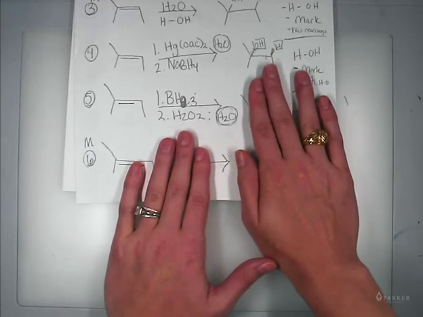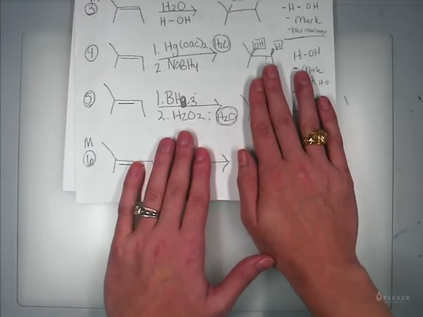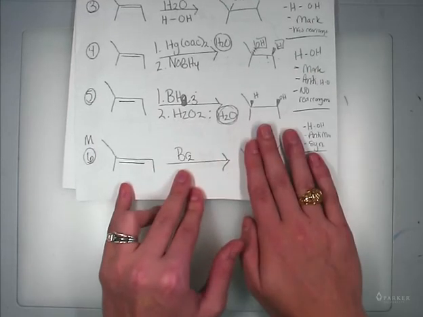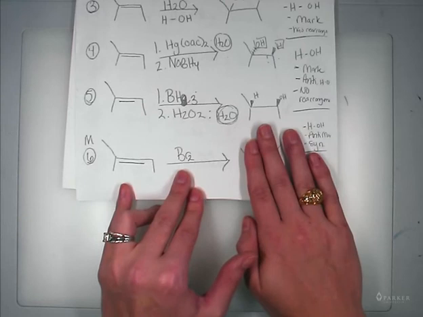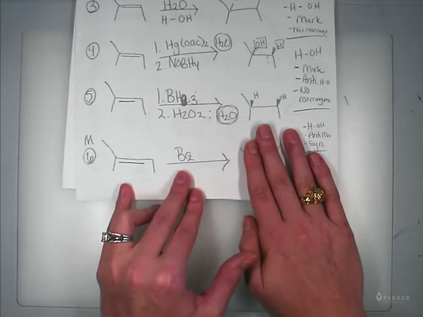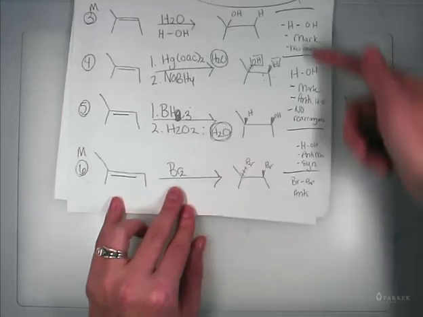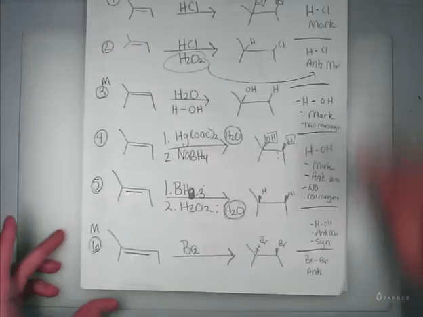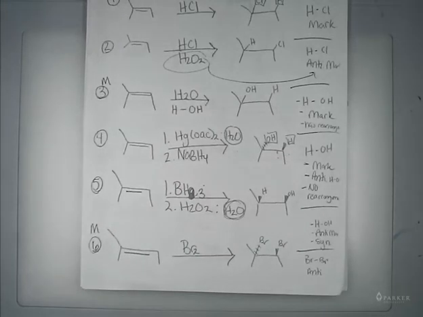Anti-Markovnikov. And what are we adding across the double bond? Not a B. H and OH. And how do they add? Syn, meaning the same. So if one's on a wedge, the other's on a wedge. Br2, what do we add? Two bromines. And how do they add? Anti. So if one's on a wedge, the other's on a dash. So that's all written down there. And again, if you don't have this down 100%, that's okay, as long as you have an idea at this point.